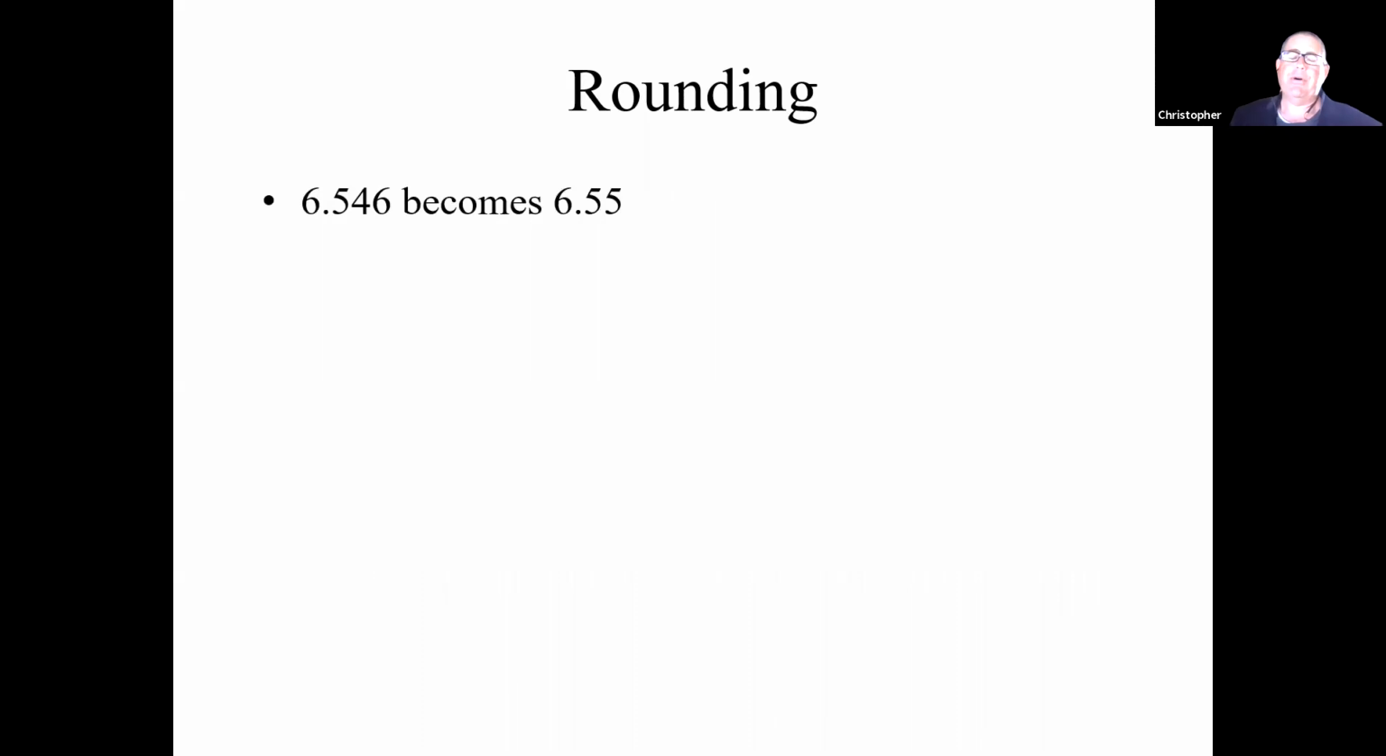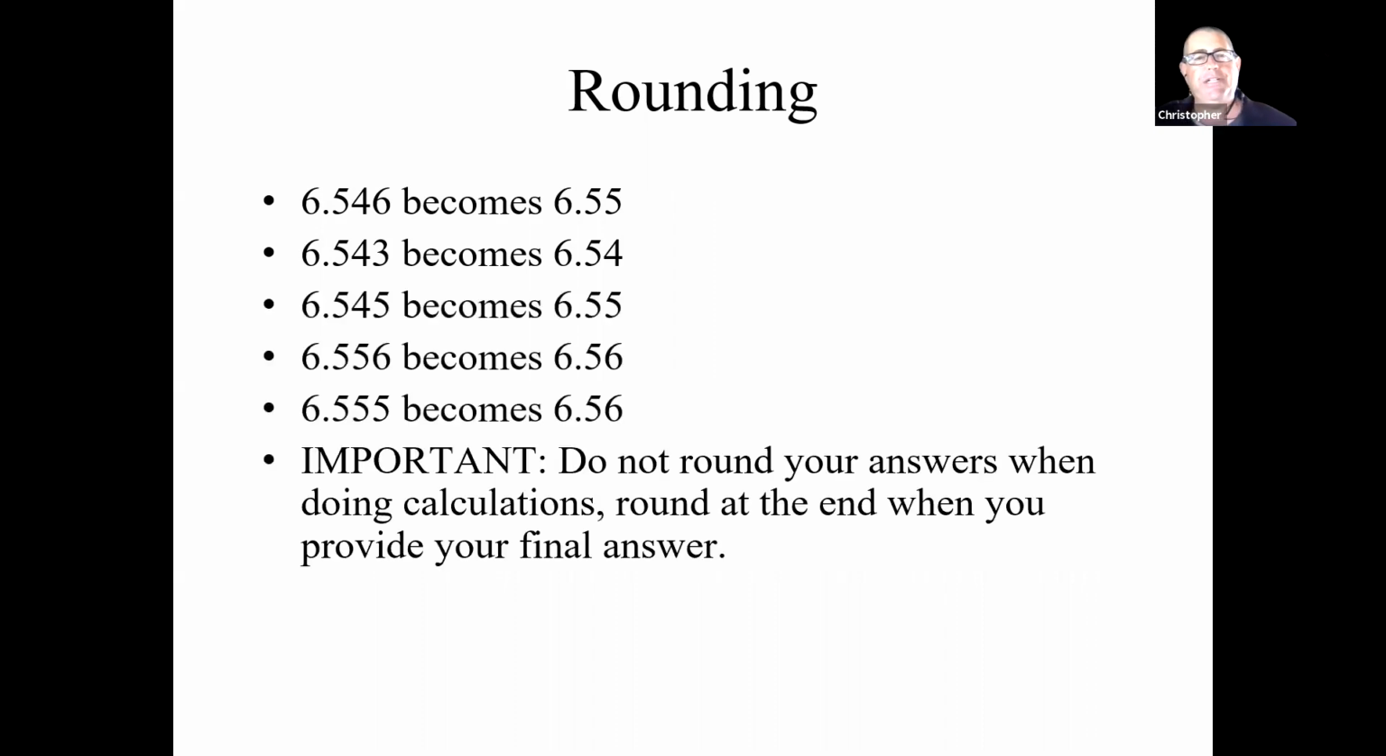Rounding, most of you know this, something like 6.546 gets rounded to 6.55, 6.543 gets rounded to 6.54. You can see a few more examples here. What's important about rounding, and the big point to make here, is don't round your answers when you're doing calculations. Round at the end when you provide your final answer.